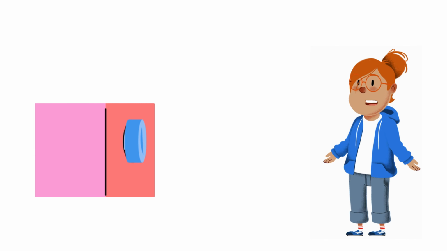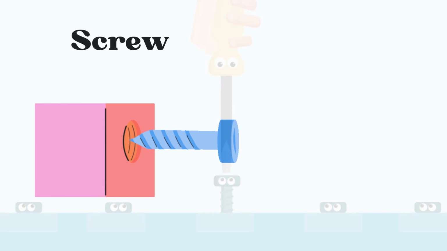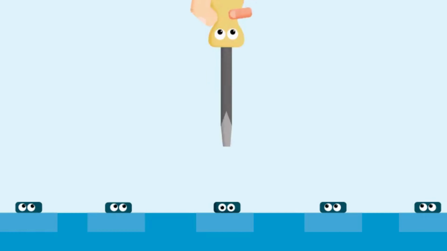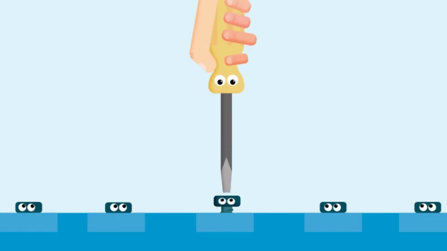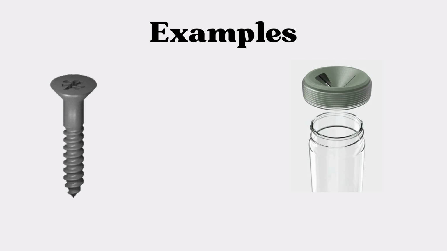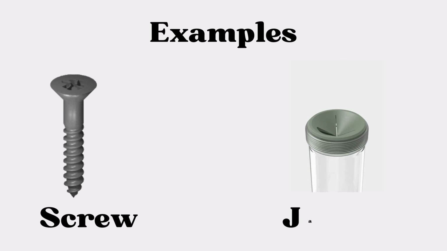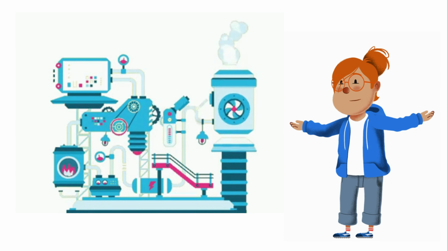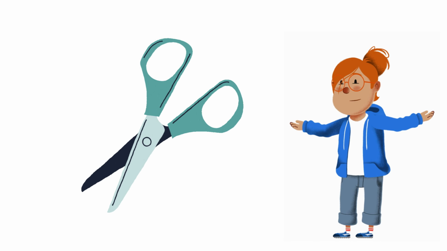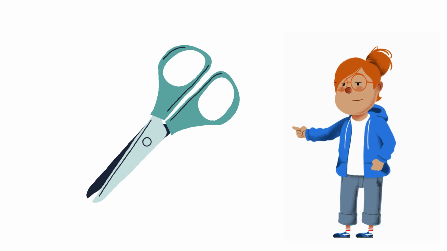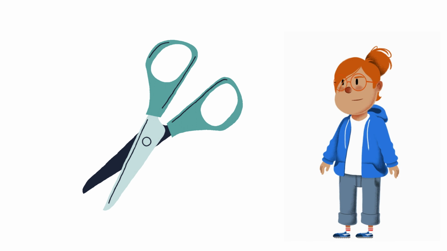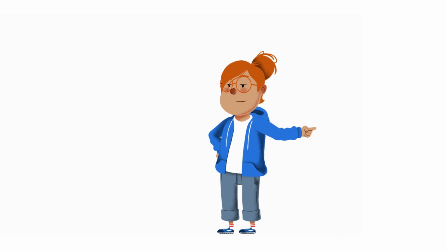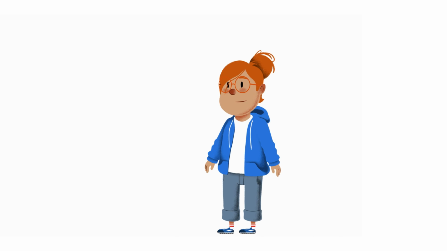Kids, next we're going to see screw. A screw is an inclined plane wrapped around a central cylinder. Examples include screws and jar lids. Simple machines are the building blocks of more complex machinery and are found in many everyday devices and tools. Kids, now we do matches for simple machines.